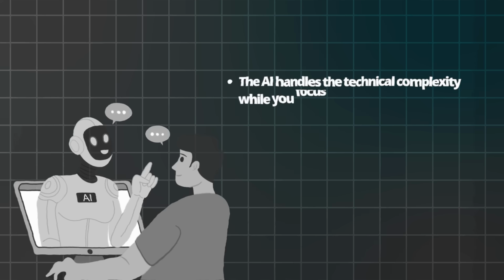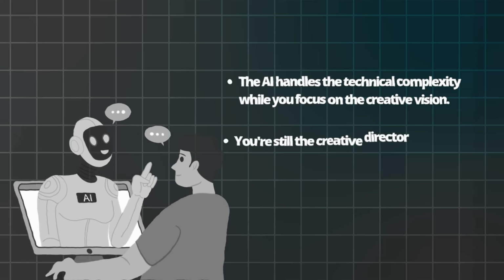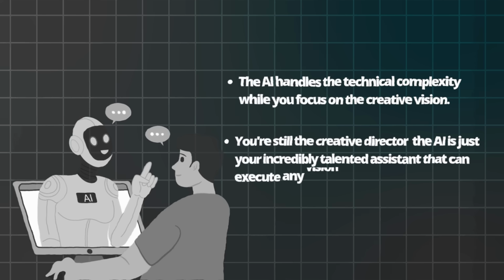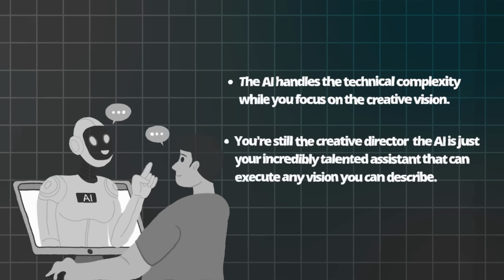The AI actually gets better at understanding your style the more you use it. Each time you approve or reject elements, it learns your preferences and creates more accurate designs in the future. It's like training your own personal creative team. And if you're worried about losing creative control, don't be. The AI handles the technical complexity while you focus on the creative vision. You're still the creative director. The AI is just your incredibly talented assistant that can execute any vision you can describe.